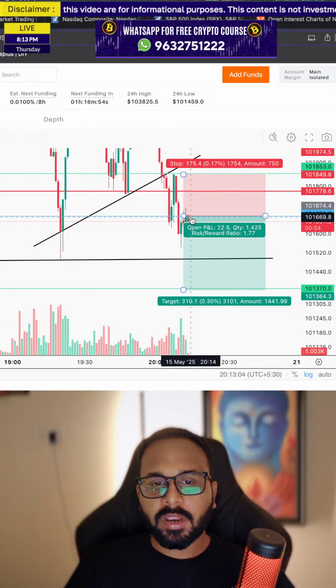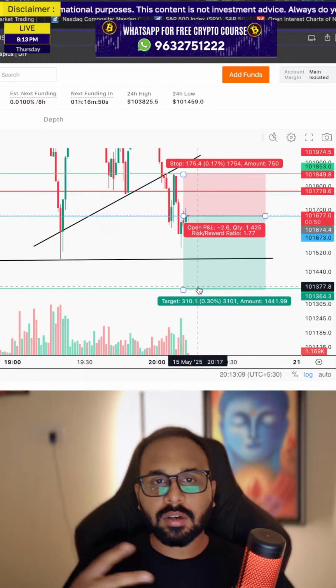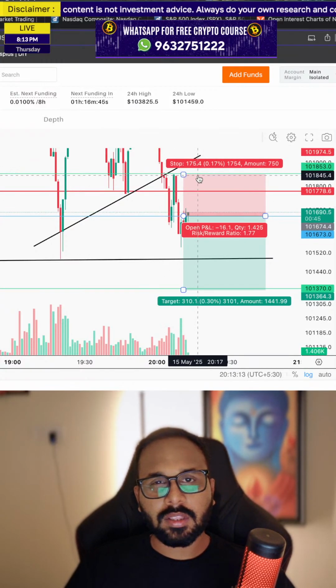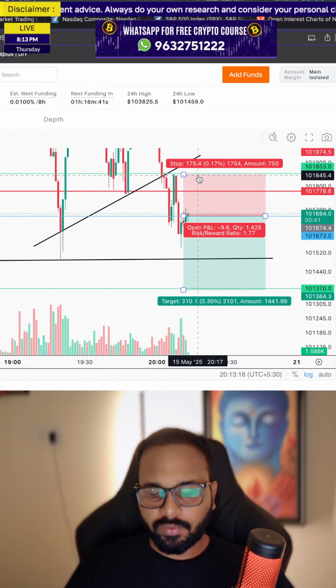Market is at entry price. This is my stop loss and this is my target. Whoever wishes to take a re-entry here, you can do that. 200 points risk is nothing. It is a decent risk. If you want, you can reduce the quantity also if you wish to.